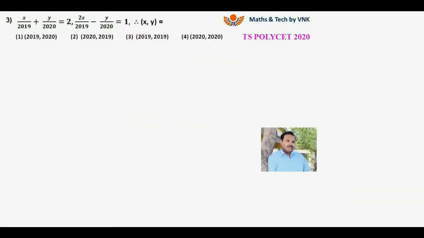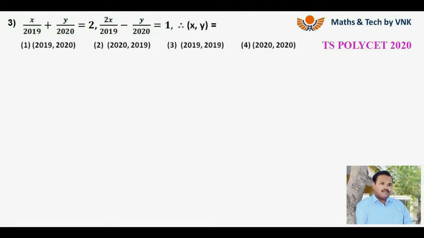Next question is x by 2019 plus y by 2020 is equal to 2 and 2x by 2019 minus y by 2020 is equal to 1. Then find x, y is equal to. To find x, y, write the given equations. x by 2019 plus y by 2020 is equal to 2 and then 2x by 2019 minus y by 2020 is equal to 1.